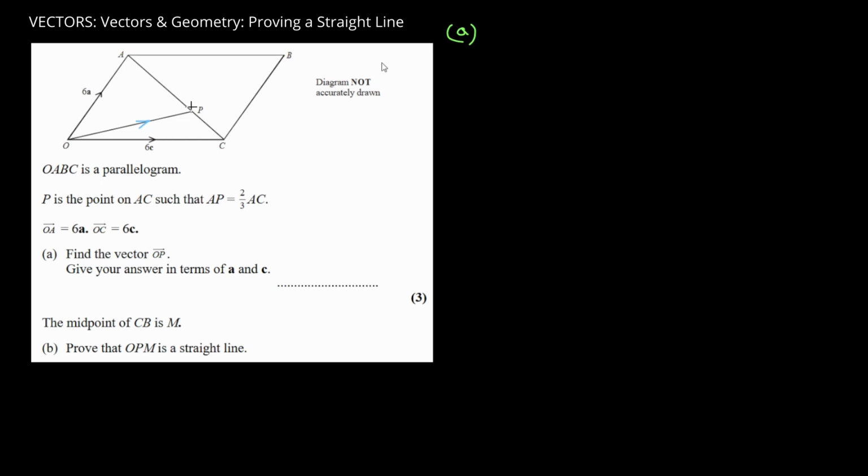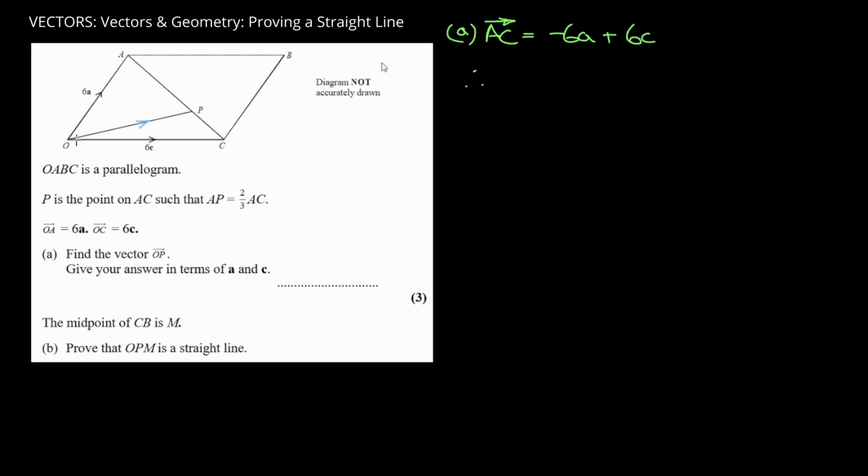So we need to find a journey that does the same as the journey from O to P, but along lines we know. I think the first thing to do is to work out the vector AC. The vector AC will be the same as going the wrong way along OA and the right way along OC. So first of all, I can say that AC is equal to the wrong way along OA, which is -6A, plus the right way along OC, which is plus 6C.